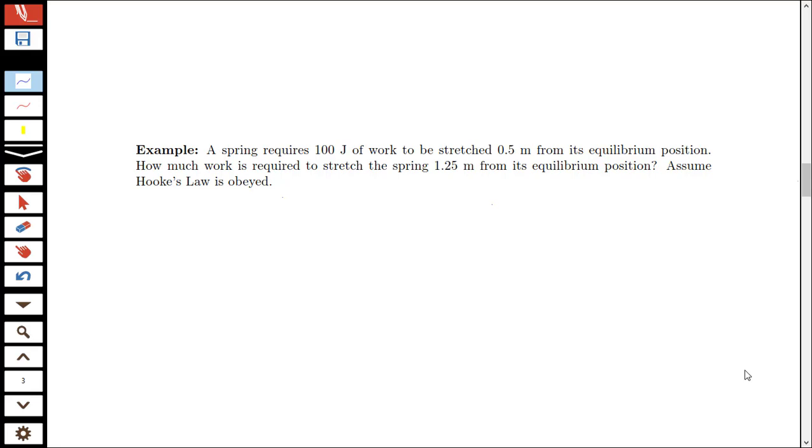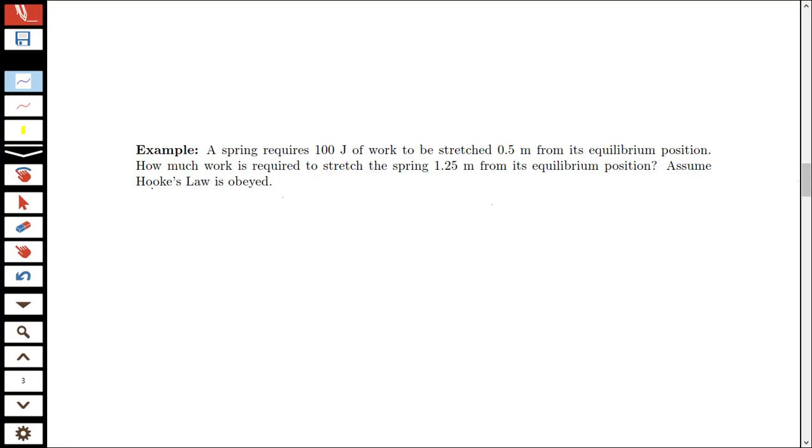In this video, we're going to be looking at an example of determining the amount of work required to stretch a spring a certain distance from its equilibrium position. Here we're told that a certain spring requires 100 joules of work to be stretched 0.5 meters from its equilibrium position, and we need to determine the amount of work required to stretch the spring 1.25 meters from its equilibrium position, assuming Hooke's law is obeyed.